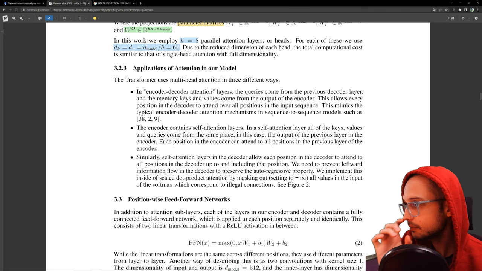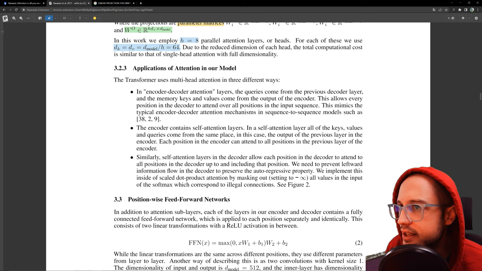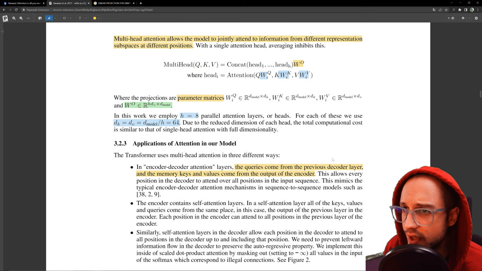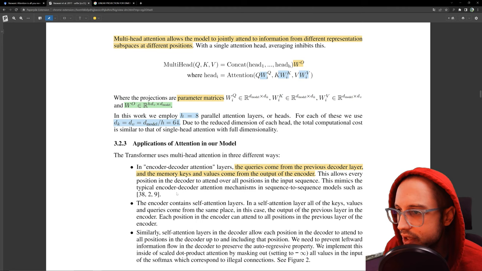Okay, the transformer uses multi-head attention in three different ways. In the encoder-decoder attention layers, the queries come from the previous decoder layer, and the memory keys and values come from the output of the encoder. Okay, so this is important here. This allows every position in the decoder to attend over all positions in the input sequence. This mimics the typical encoder-decoder attention mechanisms in sequence-to-sequence models.